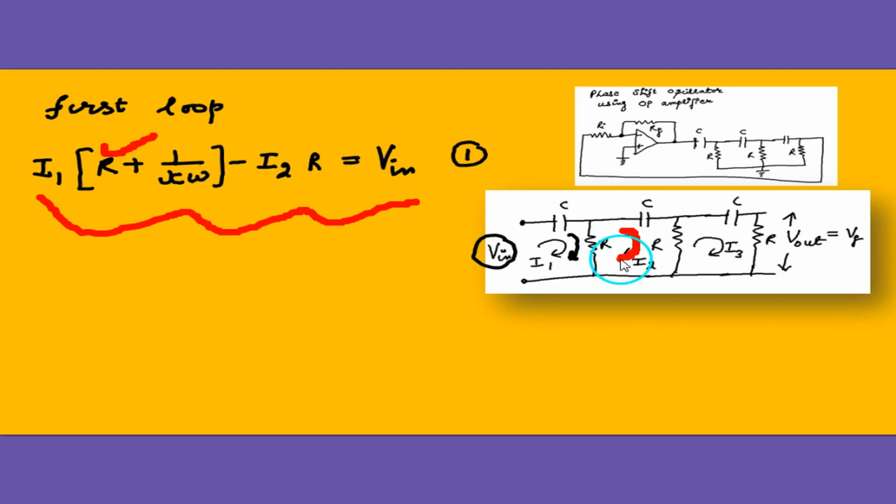I2 is flowing through R. It enters along this direction, but it is going up as I1 is going down. I1 going down means it is positive, right? Whereas I2 is going up through R. That's why it has a negative sign. And the input is V in, so the right-hand side is V in. Okay.